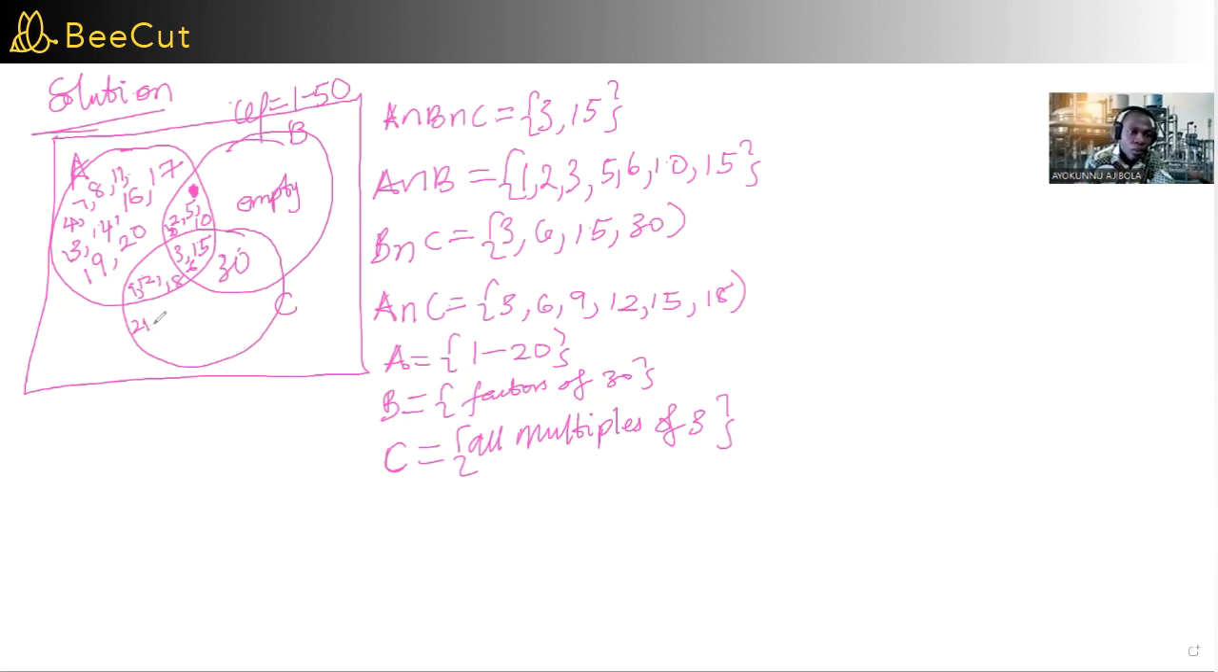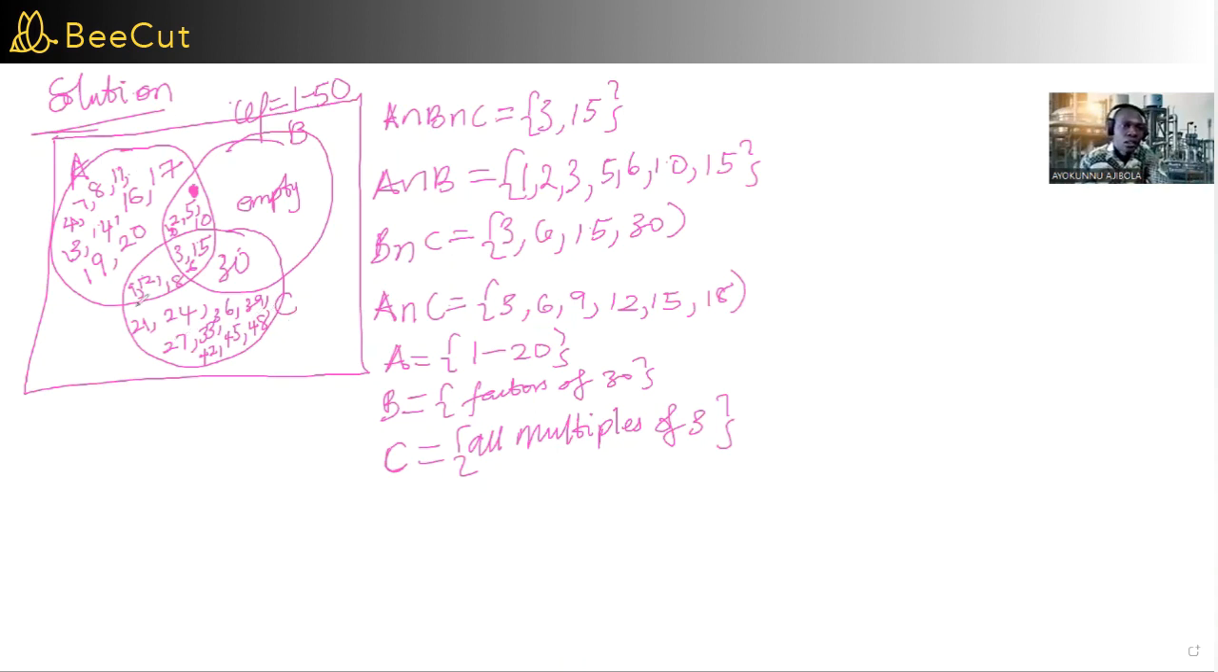So we stopped at 21, then the next is 24, 27, then I've seen 30, now 33, 36, 39, 42, 45, and lastly 48. So those are the C only.